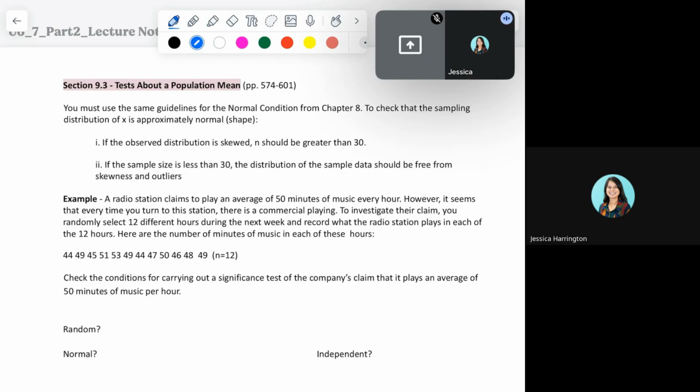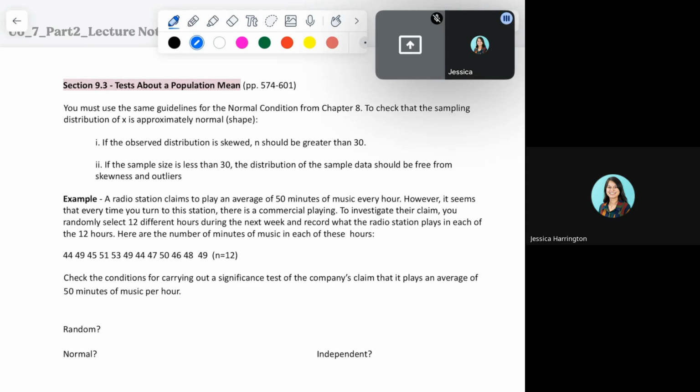So let's see, 9.1. I have to go back and review what 9.1 is because we haven't done it yet. I'm actually talking about the future. We did tests about population proportion last class. So now we're going to do tests about population mean. It's using the same stuff we've done before, but now we're going to do the null hypothesis and everything with means.